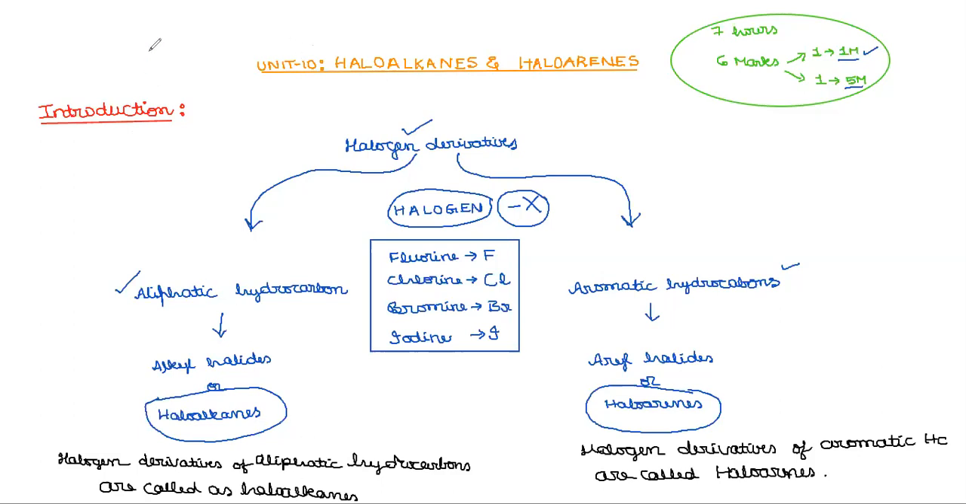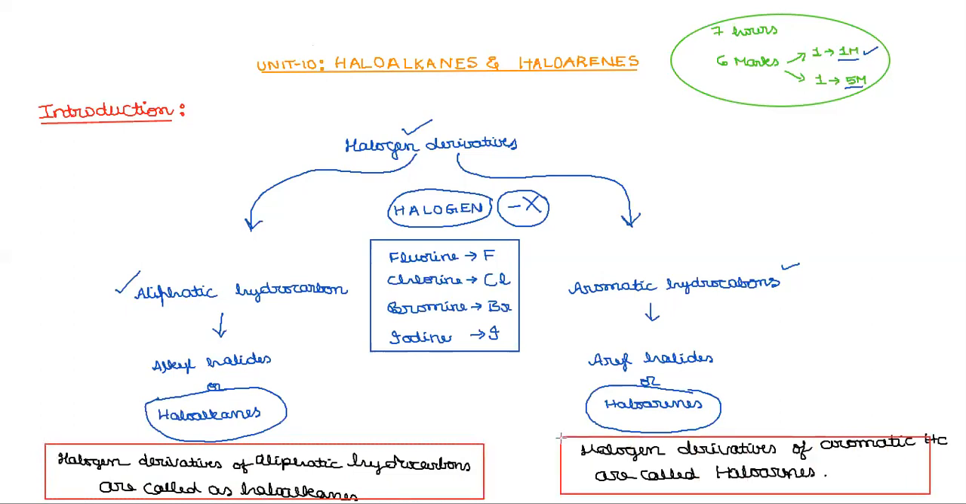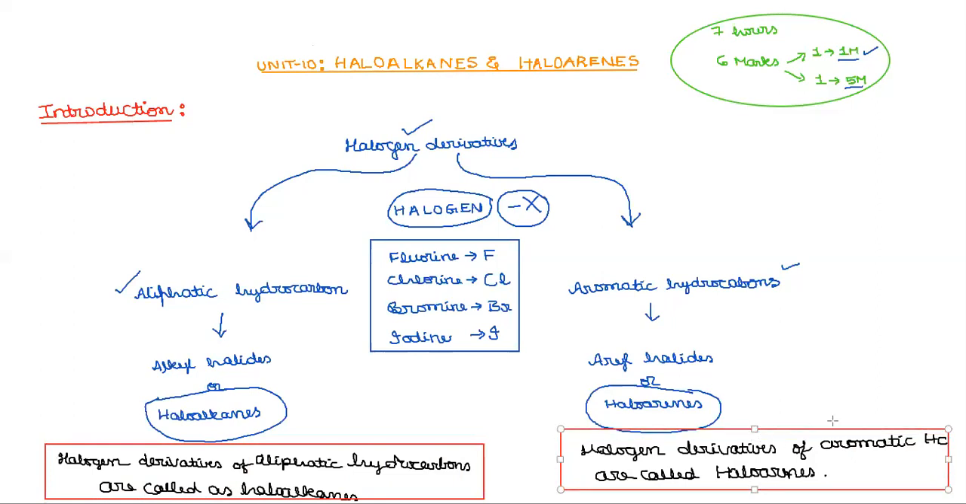Again, briefly: the halogen derivatives of aliphatic hydrocarbons are called haloalkanes. Similarly, the halogen derivatives of aromatic hydrocarbons are called haloarenes. So this is the basic introduction regarding these organic compounds. Now we'll observe our next concept.